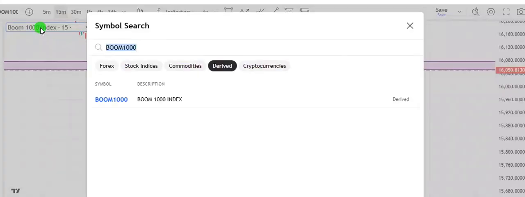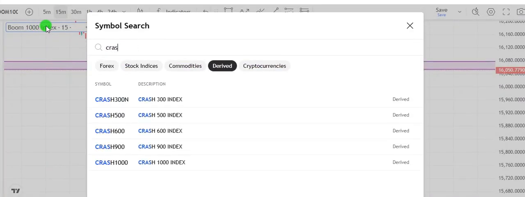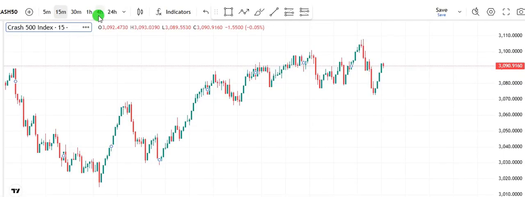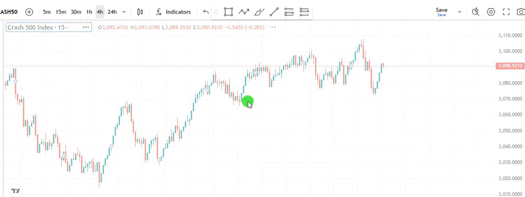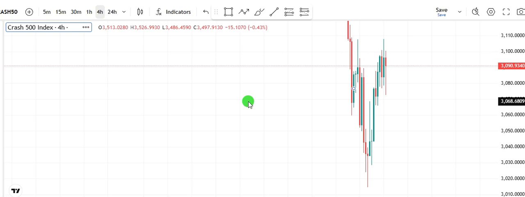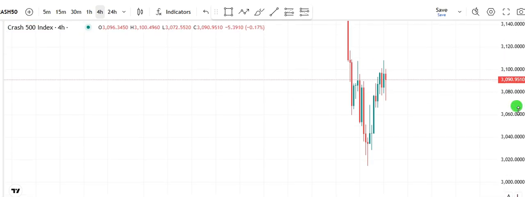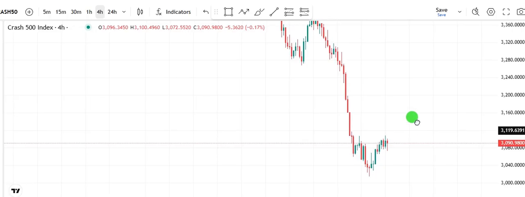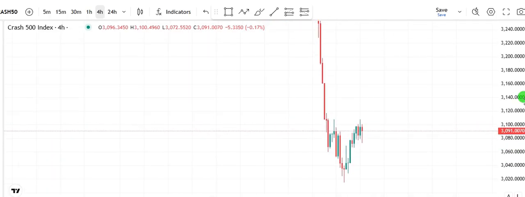Going to the next one, which is going to be the Crash index, and of course, I'll be starting with the Crash 500. And yes, Crash 500, and of course, going to the H4. All right, let's take this down a little so you can see a bit clearer. Wow, I think that Crash 500 seems to have been bearish for a long time right now. So let's just mark our structure.